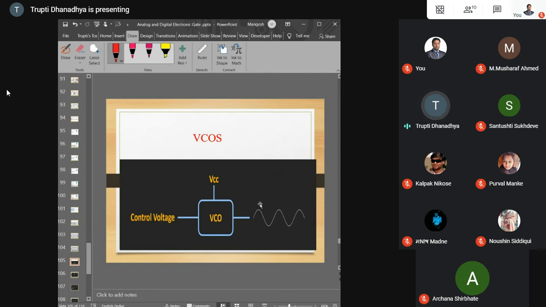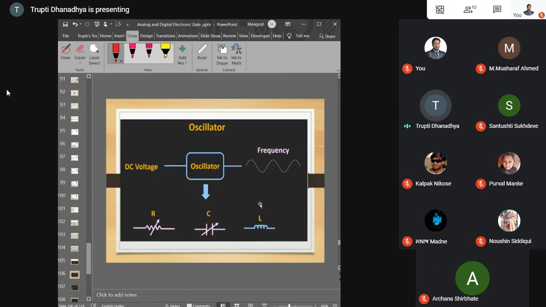Of course, VCO is nothing but your op amp circuit, and in that op amp we require passive elements also. So of course, in an oscillator we get the frequency as an output because it is a time based output. So we give the DC voltage to the oscillator, and we get the frequency as output. For that purpose, we require variable resistance and variable capacitors. For designing the oscillators, we require a number of passive elements.